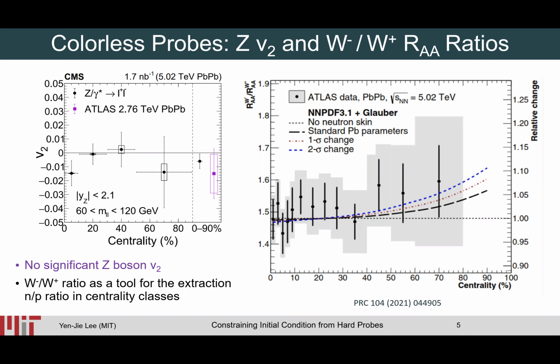And the other thing which is particularly interesting is the W minus to W plus ratio. This has been reported by ATLAS experiment with lead at 5 TeV, studied as a function of centrality. And this can be a really useful tool for tracking the neutron to proton ratios in centrality classes. The only disadvantage is that this requires a really huge amount of statistics. This is like 0.5 inverse nanobarn. So maybe you will need something like 10, 20 inverse nanobarn to have an error bar which is compatible with the size of the neutron skin effect.